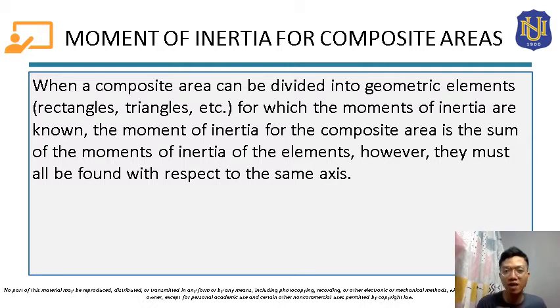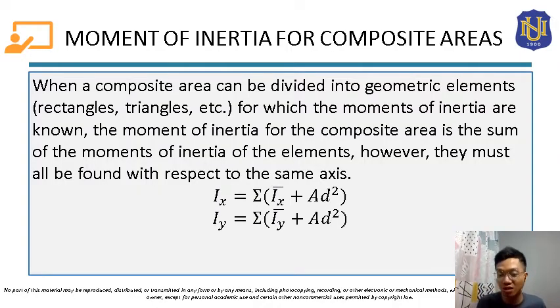However, they must all be found with respect to the same axis. So we are going to use the concept of the transfer formula here. Let's say we have a composite area, composed of different geometric elements such as rectangles, triangles, etc. If we are going to solve for the moment of inertia of that composite area with respect to the x or y axis, we are going to use the transfer formula. For each geometric element, we solve for its moment of inertia with respect to the x-axis, using the transfer formula for that.